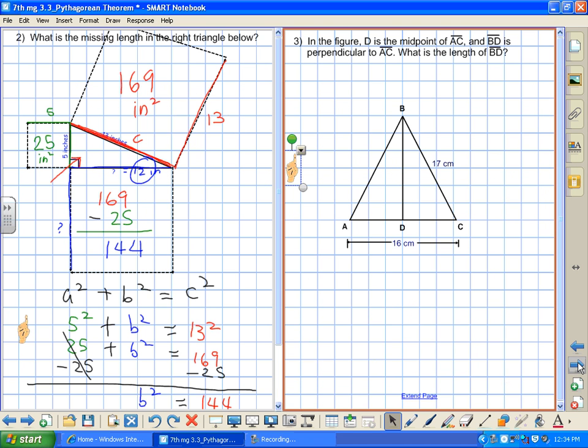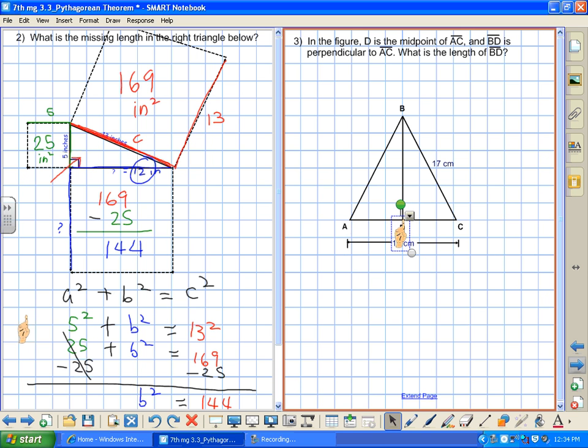And the next problem here says, in the figure, here's my figure here, D, and look for the D. D is right over here. Can you see that? D is the midpoint of A to C. That's a line segment of A to C. Look for A. Here's my A. Here's my C. So this whole line segment is 16 centimeters, the whole length here is 16 centimeters, and they're telling us that D is the midpoint.